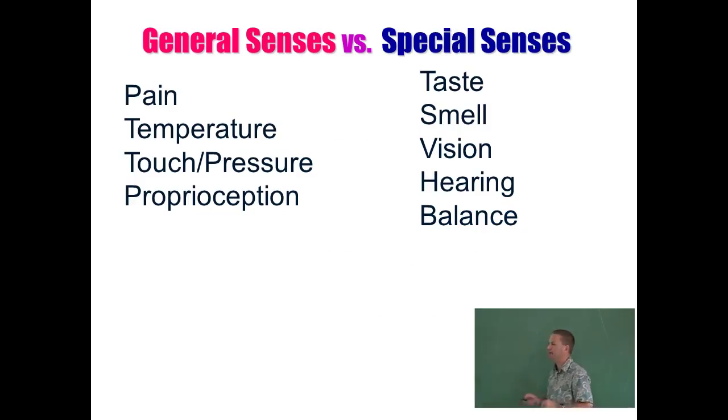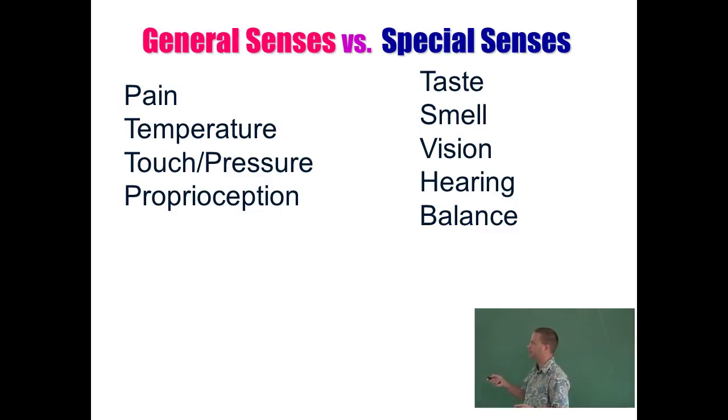Okay, so we divide the senses up into the general senses and the special senses. General senses are senses that are distributed all over the body. For example, pain. If I were to hit you in the thumb with a hammer, would that hurt? Yeah, what about the forehead? Yeah. You have the sense of pain all over your body. We also call that nociception.